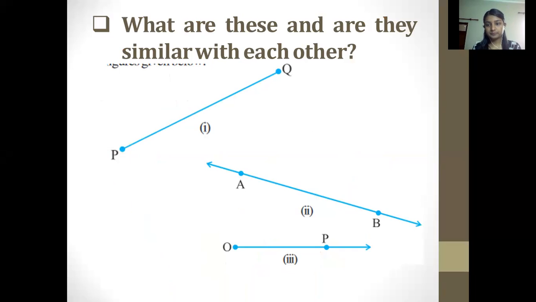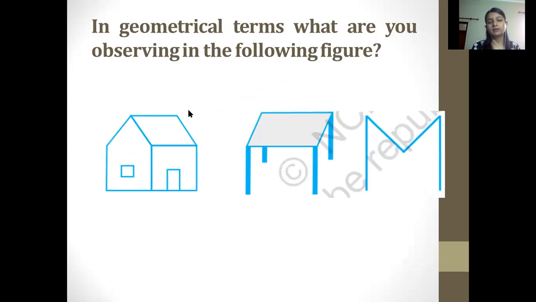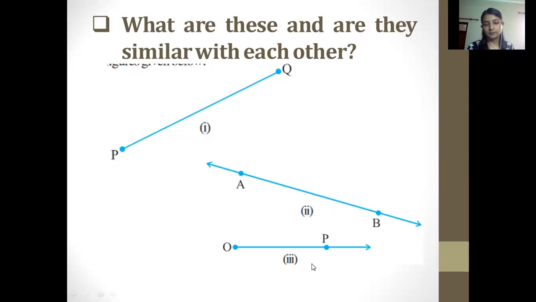Now we would be talking about this question first, that is, what are these lines, or whatever you are noticing on these three images which are shown in front of you. You have to tell whether they are similar to each other or not. Like in the previous class you have done about lines and line segments. What do you think, from these three figures, first, second and third, what are you noticing here? Are they similar to each other?